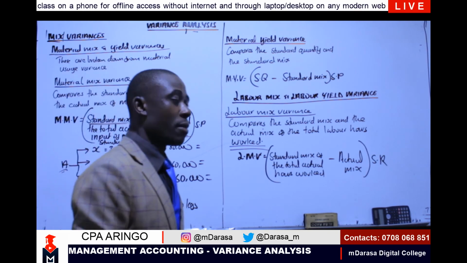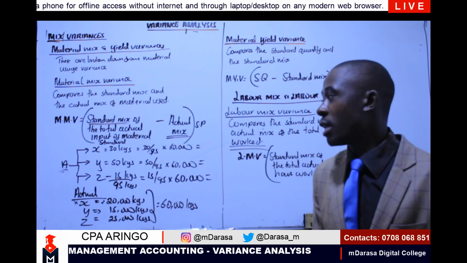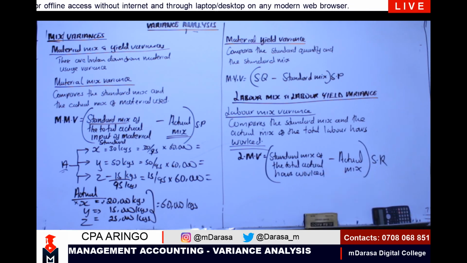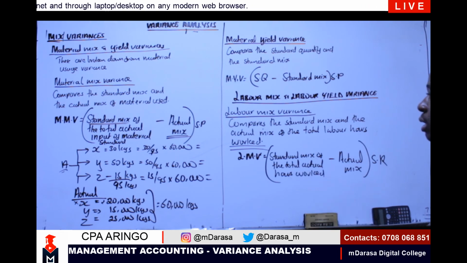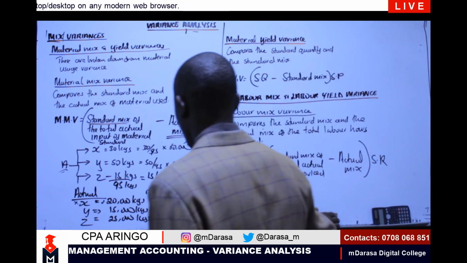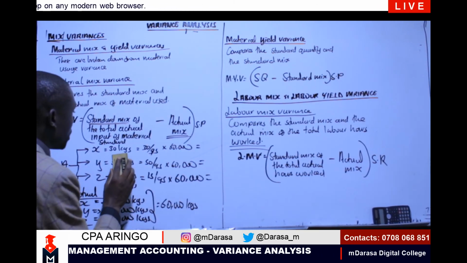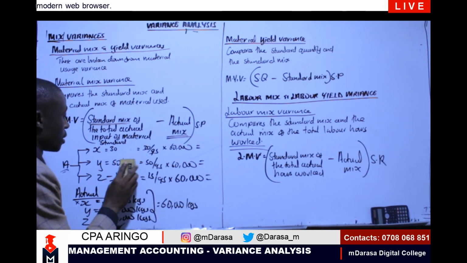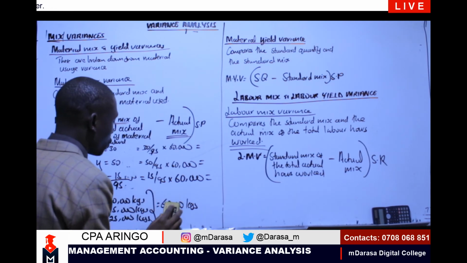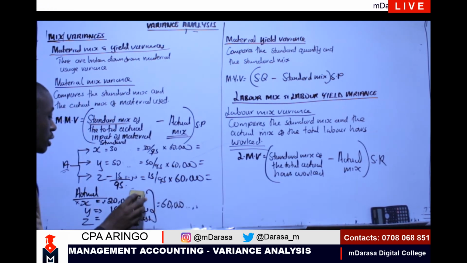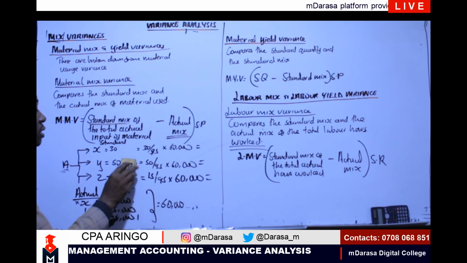So the same concept applies, the way we looked at the explanation of the standard mix for the total actual materials used. You'll find that it is the same case here for labor. Why am I saying that it is the same? Take for example the same scenario here. But this time, remember, we are not using materials. In this case, we are talking of hours.